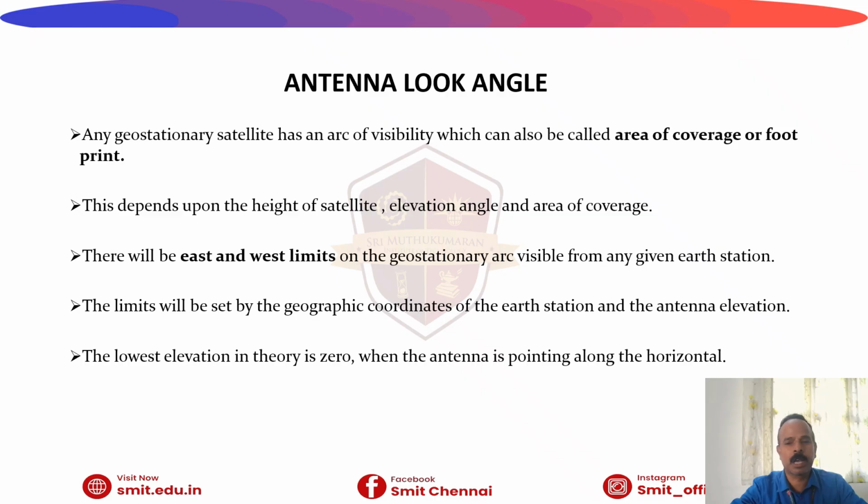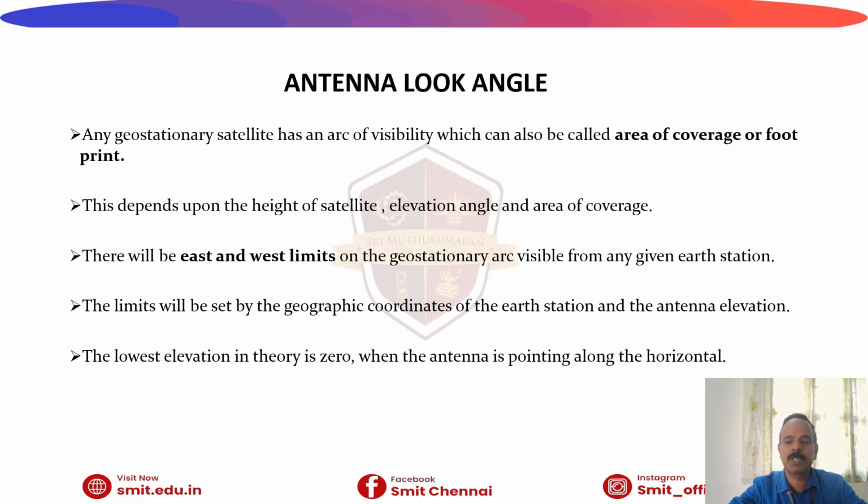Then we are going to talk about the limits of visibility. The limits of visibility is the coverage area that is called the footprint. This is an area on Earth where the satellite signals can be received. There are east-west limits for the satellite visibility. These limits depend on, one, the Earth station location. The second one is the elevation angle. The third one is the satellite position.